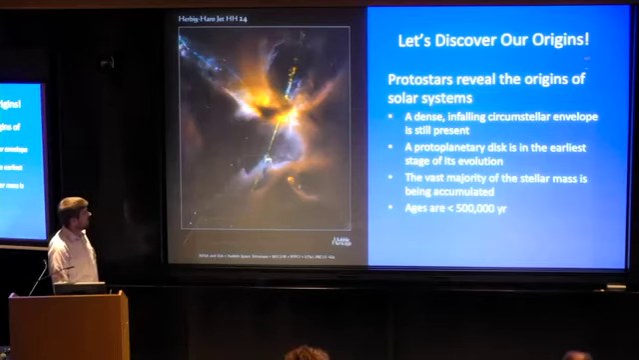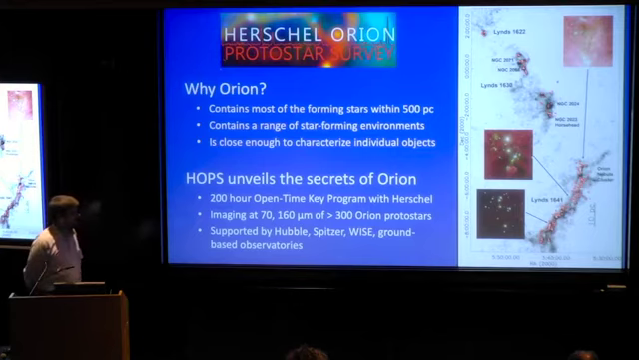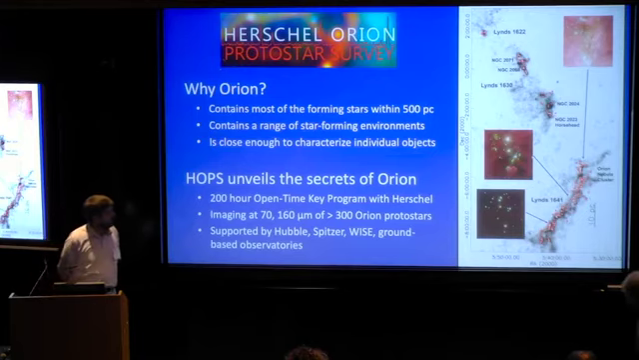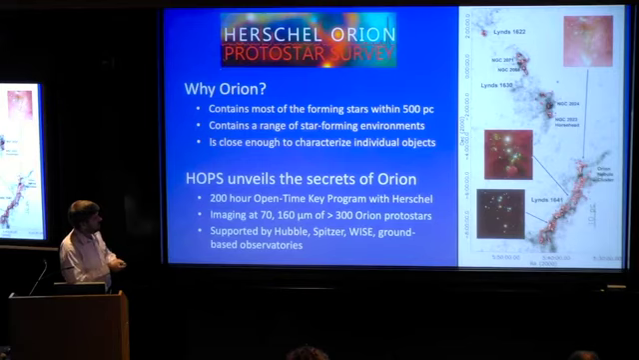And I'm going to tell you about what we did with Herschel and how that transitions into what can be done with Origins. So I was part of the Herschel Orion Protostar Survey, and I want to tell you why we want to study Orion in so much detail. On the right side of the slide here is an extinction map of Orion. So what we mean by Orion is not just the Orion Nebula cluster here, but really the entire Orion A molecular cloud to the south and the Orion B molecular cloud to the north.